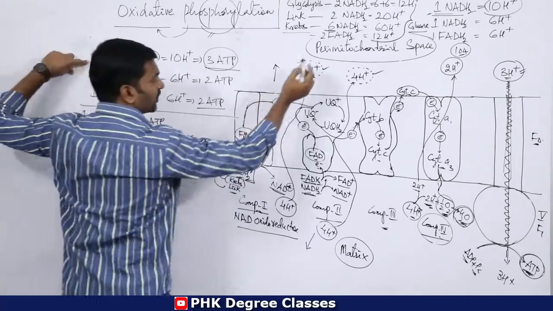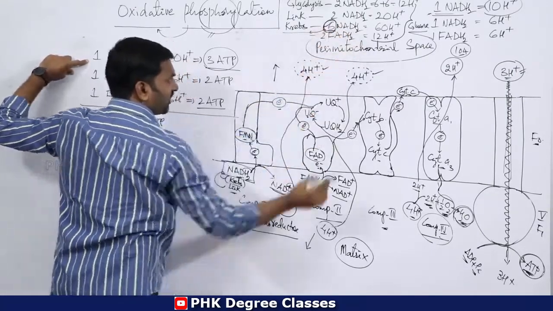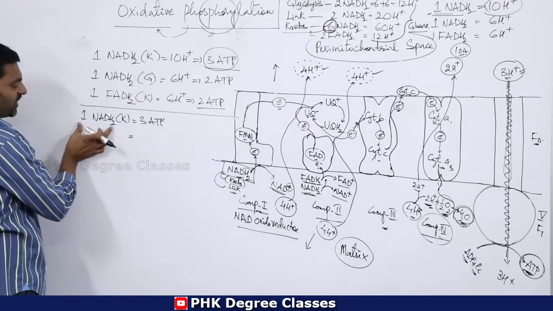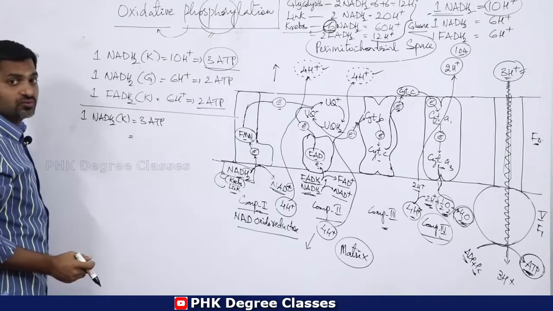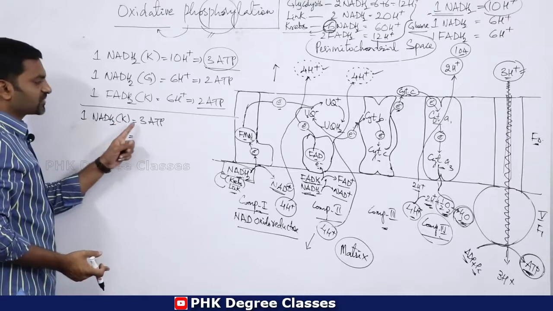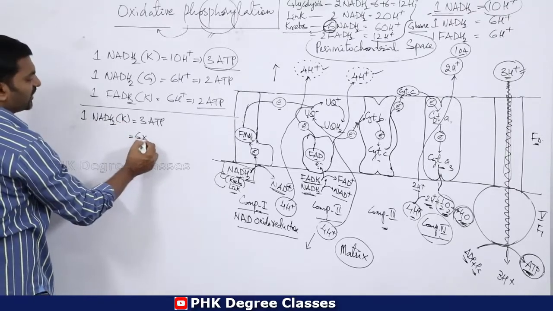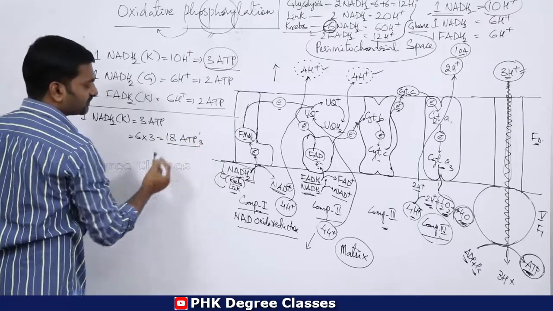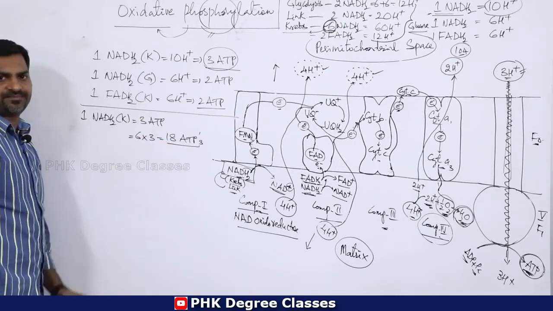But the total number of NADH2 which are formed in the Krebs cycle is 6. 1 NADH2 is equal to 3 ATPs. Then what about 6 NADH2? 1 is equal to 3, so 6 is equal to how many? Simple. 6 into 3 is equal to 18 ATPs. The total number of ATPs is 18.